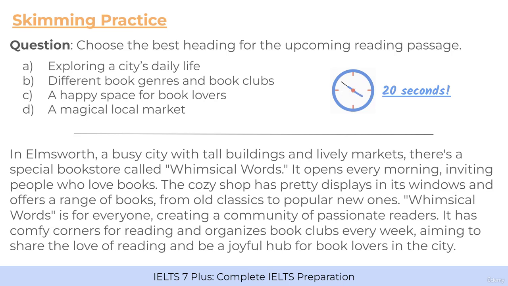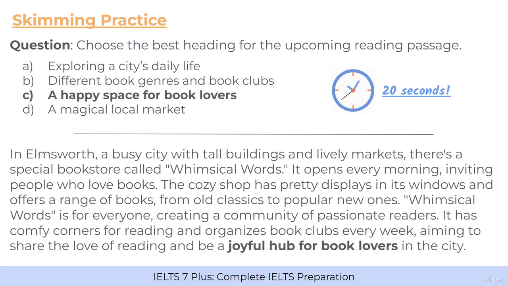D, a magical local market. Again, a local market is described in the first sentence of the passage, but that's not the whole purpose of the text. So C really is the best fit answer. A happy space for book lovers. Now, the whole passage is talking about a bookstore called Whimsical Words. So that's what the passage is really discussing.